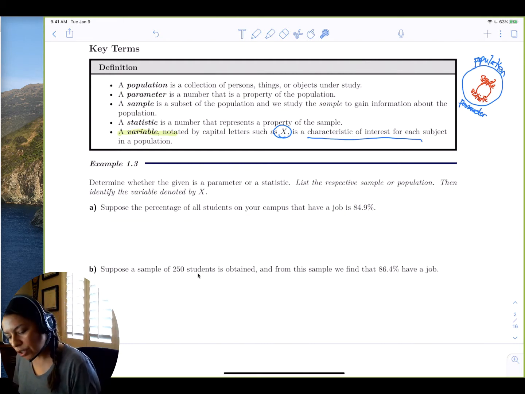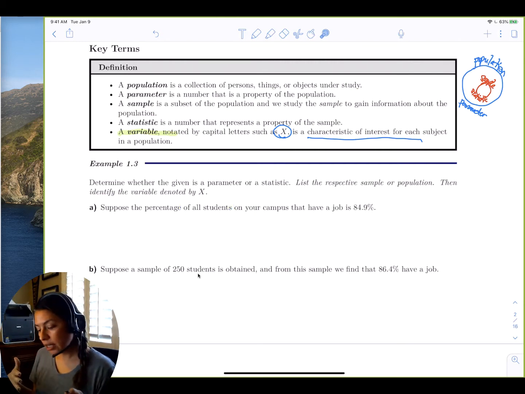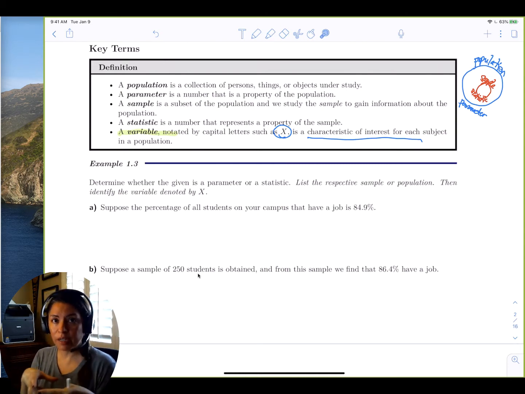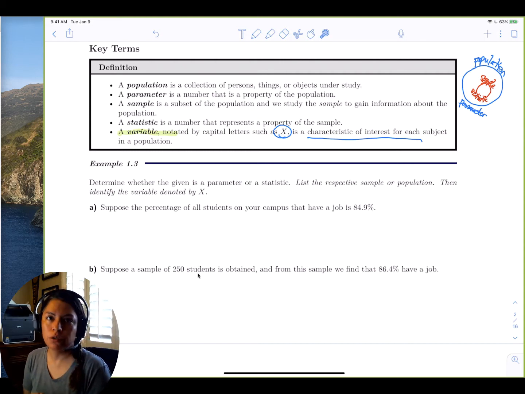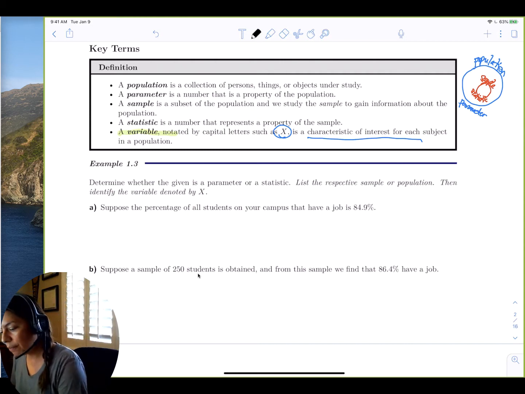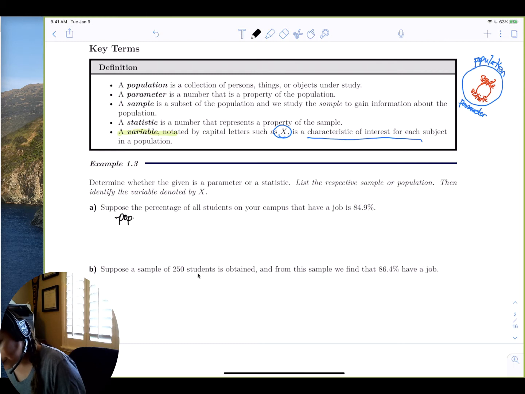So it's saying the percentage of all students on campus. Was it specific to a specific course at a specific time with a specific professor? No, this school just wants to take a generalization of how many students work, right? So this would be a population. And the population, again, would be all students at your campus.